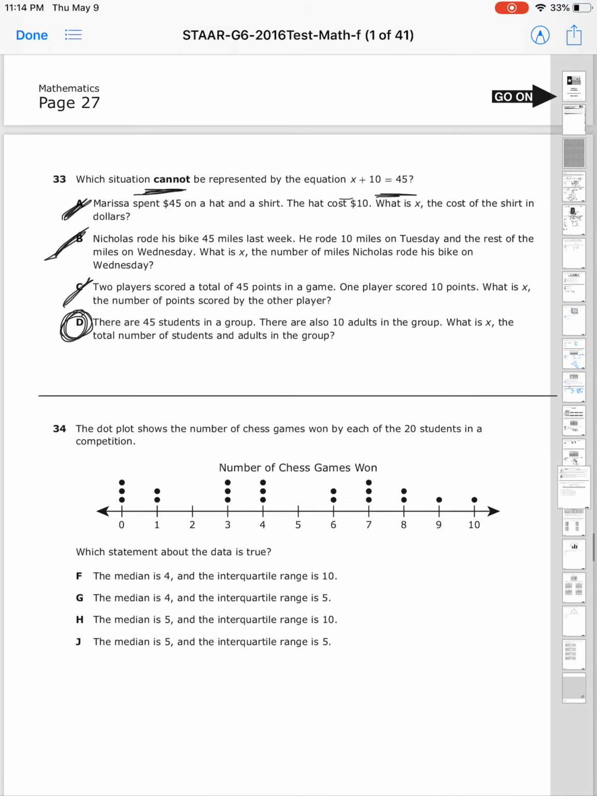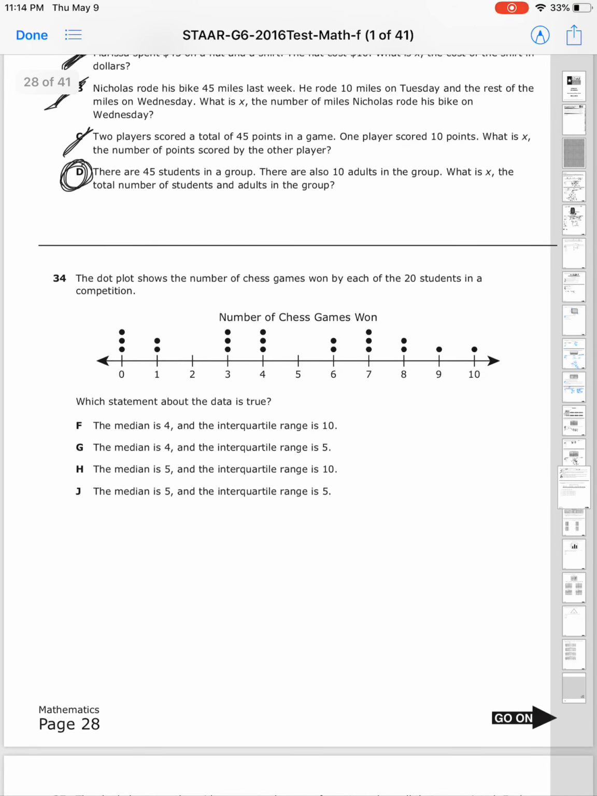Okay, number 34. We had to figure out which statement about the data is true. Which statement about the data is true?